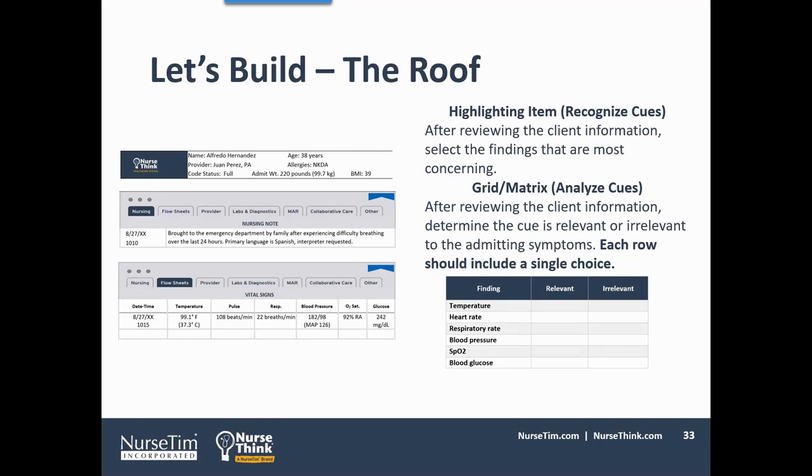I've listed the findings on the left-hand side of the table in the bottom right corner. And a student would simply select if the temperature is relevant or irrelevant to this patient's admission. Is this important or not important? How about the heart rate, respiratory rate, and on down the line?